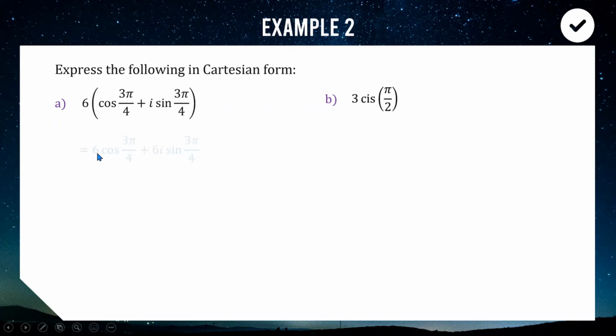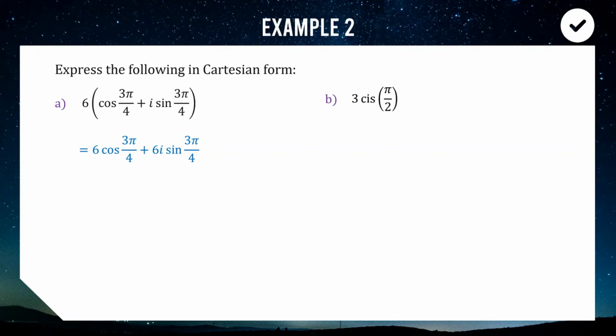So all we really need to figure out is what the value of cos of 3 pi on 4 is and what the value of sine 3 pi on 4 is. Okay, because then we can just turn these into numbers and then we have no cos and sine. We actually have numbers, which is what Cartesian form is. Okay, we want an x and a y with an i.